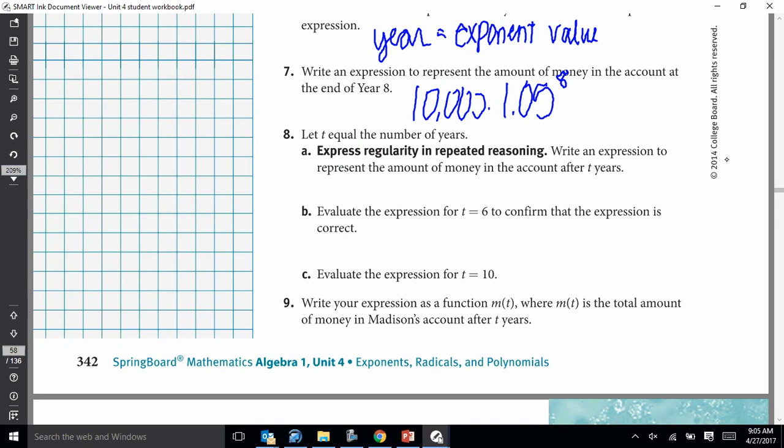Number 8, let T equal the number of years, express regularity in repeated reasoning. Write an expression to represent the amount of money in the account after T years. Right? So just like a general expression, we know how much she's starting with, right? That's $10,000. And we know her interest rate. It's that 1.05. And then for the years, what are we going to put? T.